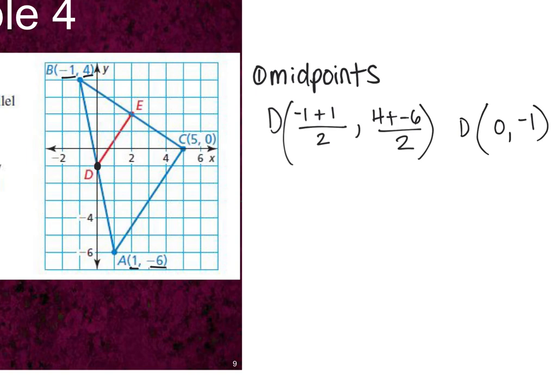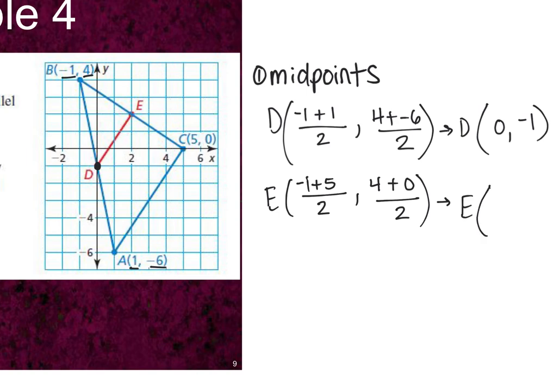Now, midpoint E is going to be a different set of numbers. It's going to be -1 still, but now plus 5 over 2. And then it's going to be 4 plus 0 over 2. So E is going to be at the point 2, comma 2.